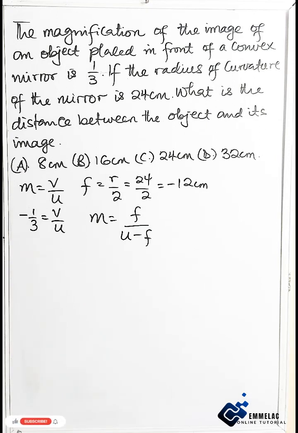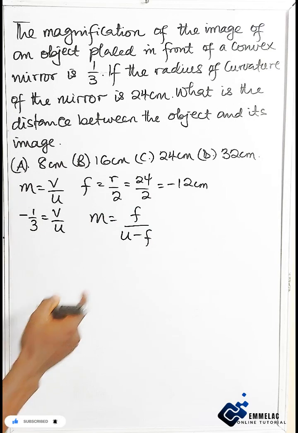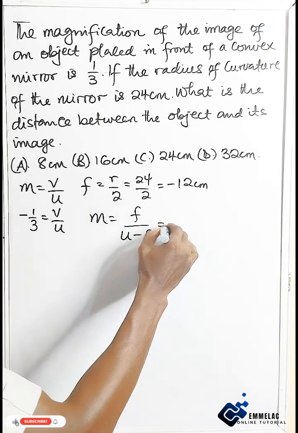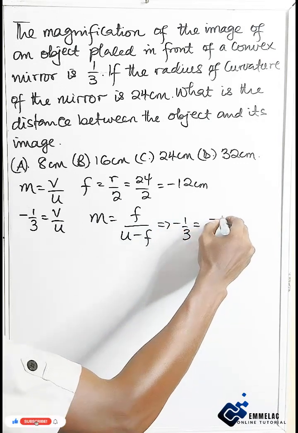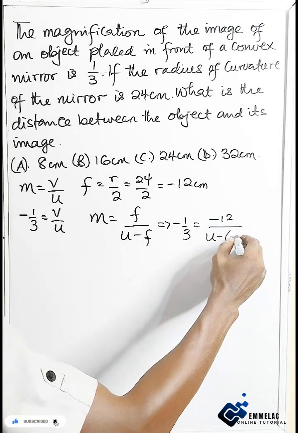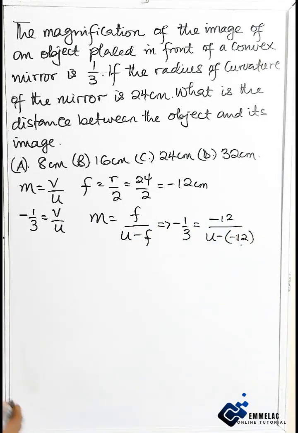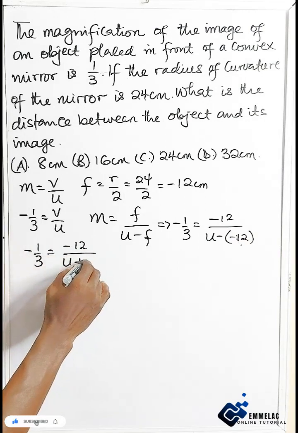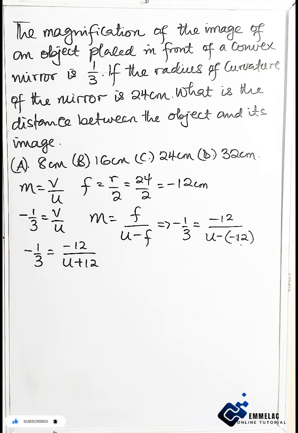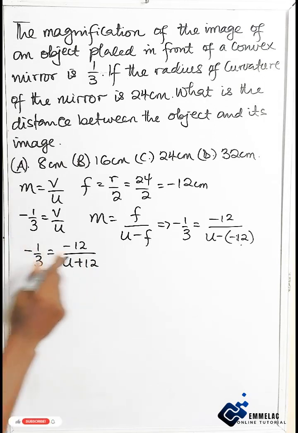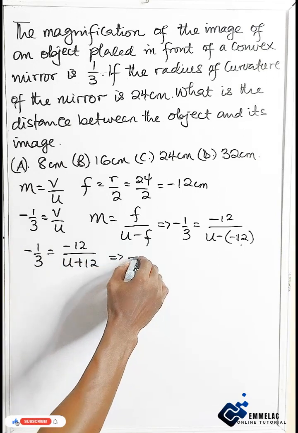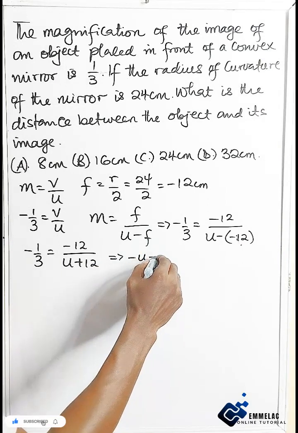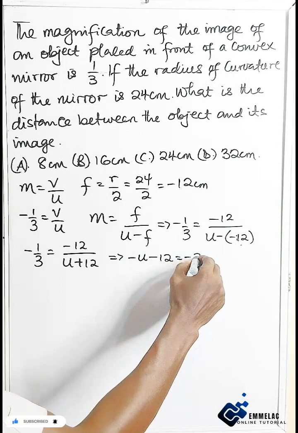Okay, now to this end, we've gotten our magnification to be negative 1 over 3, and the focal length also to be negative 12. So plugging in these parameters in this equation, we have negative 1 over 3 equals negative 12 all over u minus negative 12. Now to this end, we have negative 1 over 3 equals negative 12 all over u plus 12. All right, let us cross multiply. The whole of this will multiply 1 at the left hand side. So we end up having negative u minus 12, then equals negative 36.